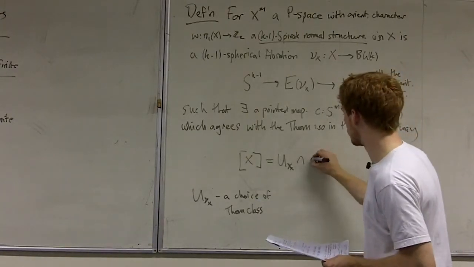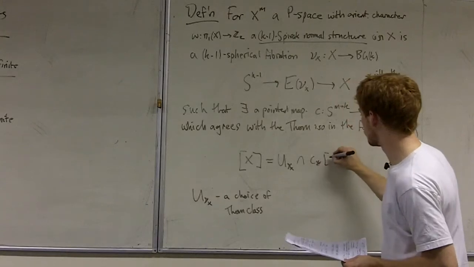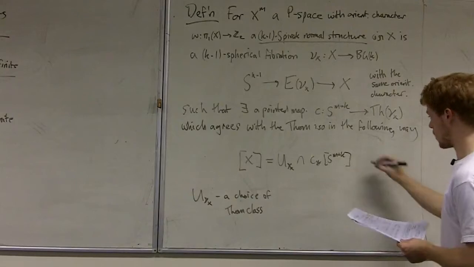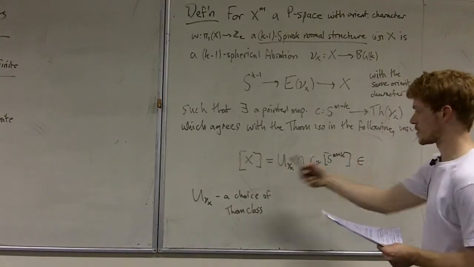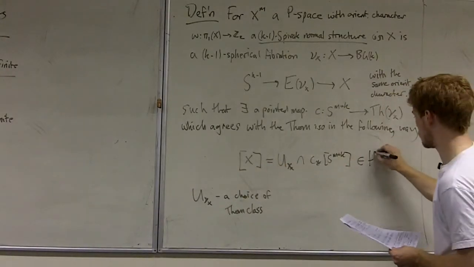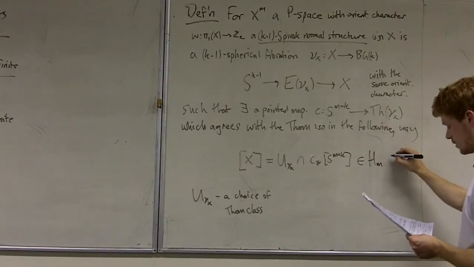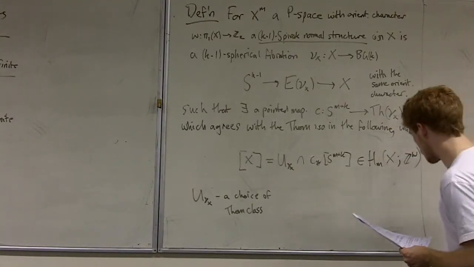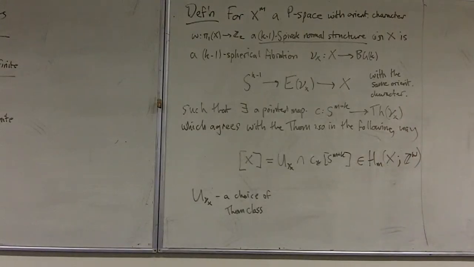So this is capped with the push forward of this class. It has to agree with the Thom isomorphism in this way. As I said, this lives in the nth homology of X with twisted coefficients. Okay, so I've defined something that certainly should have a lot of the properties of sphere bundles or vector bundles, so I'm going to check that it does.